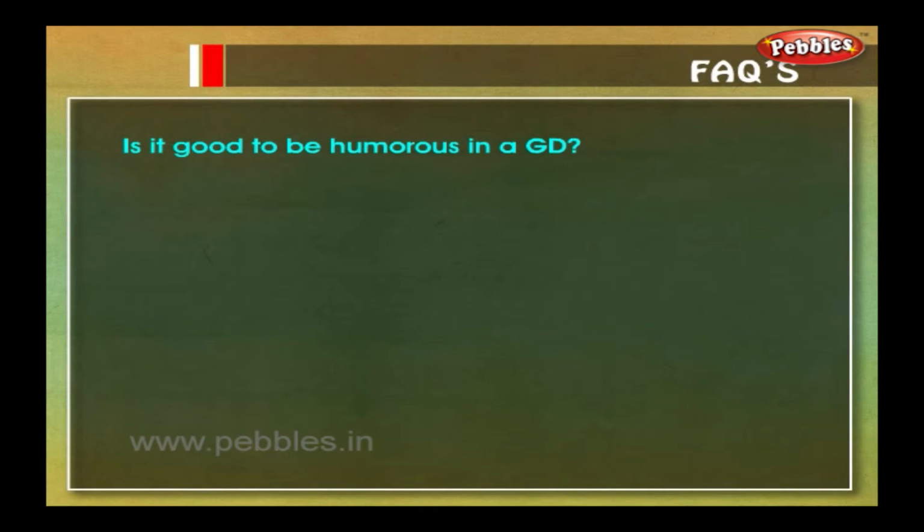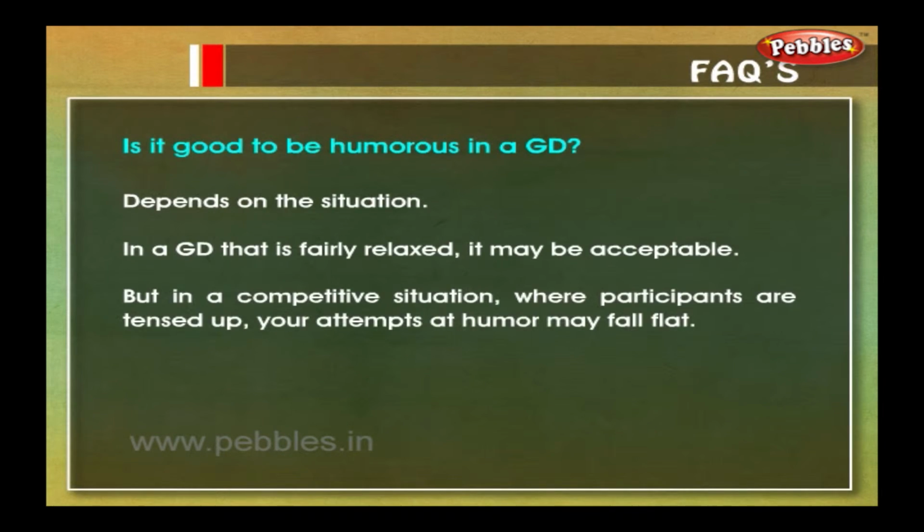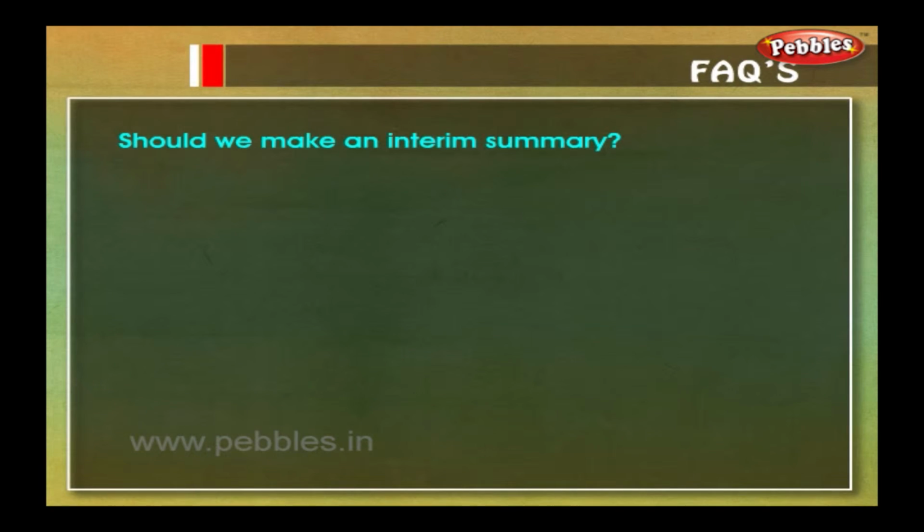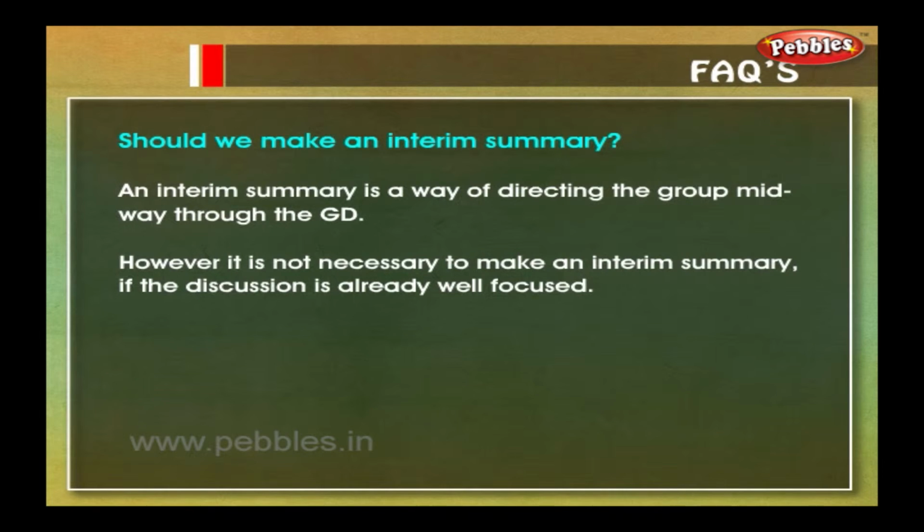Is it good to be humorous in a group discussion? Depends on the situation. In a GD that is fairly relaxed, it may be acceptable. But in a competitive situation where participants are tensed up, your attempts at humor may fall flat. Should you make an interim summary? An interim summary is a way of directing the group midway through the discussion. However, it is not necessary to make an interim summary if the discussion is already well focused.